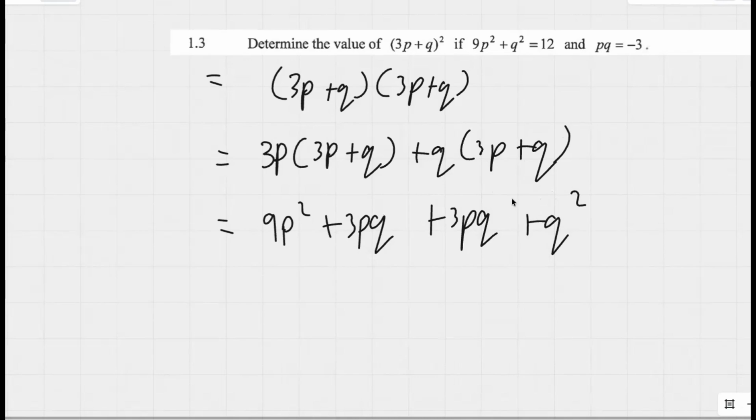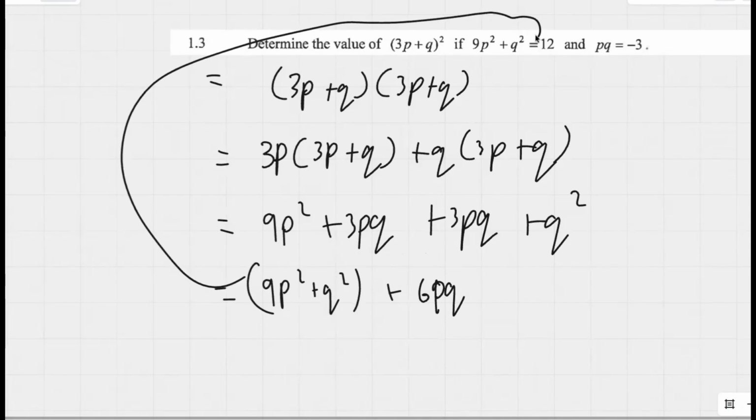Now let's look at the information that they gave us. They gave us that 9p squared plus q squared is equal to 12. So we can rewrite this, just reordered, as 9p squared plus q squared, and then we'll be left with plus 6pq, because we can see these are like terms, 3pq plus 3pq. And what happens here is that we can see that this, according to our question, equals 12.